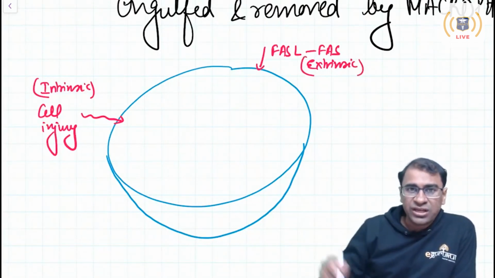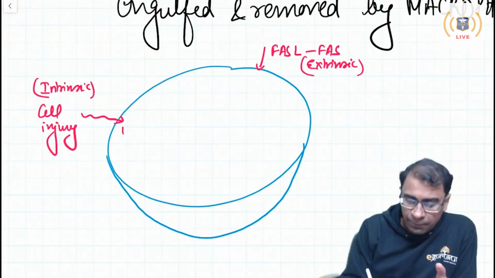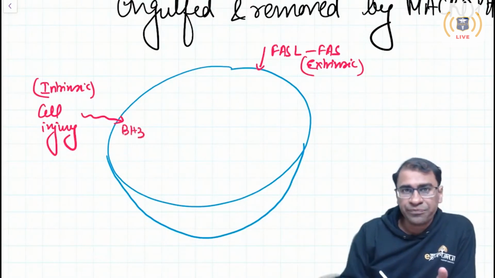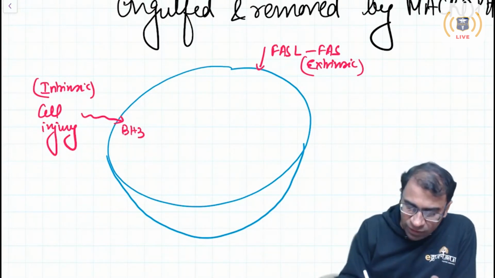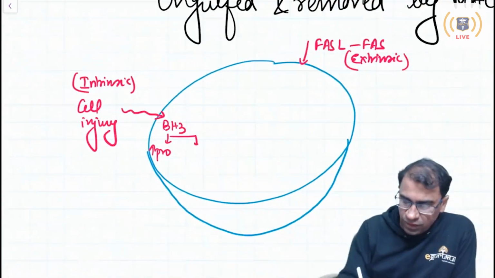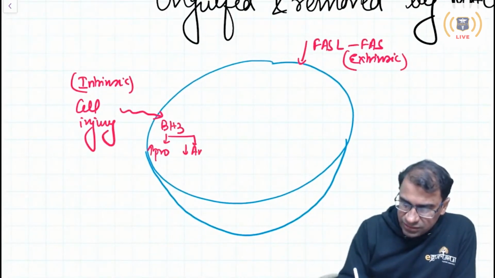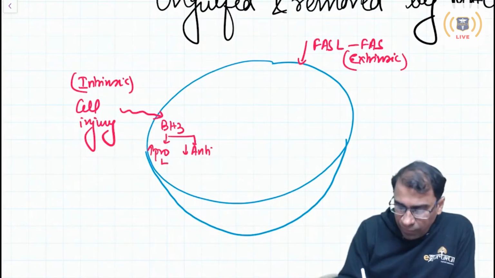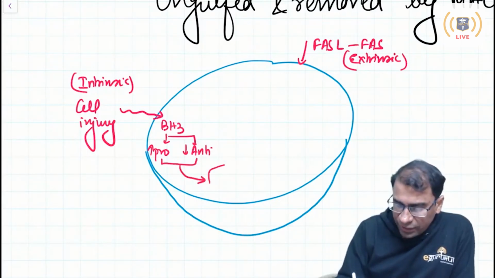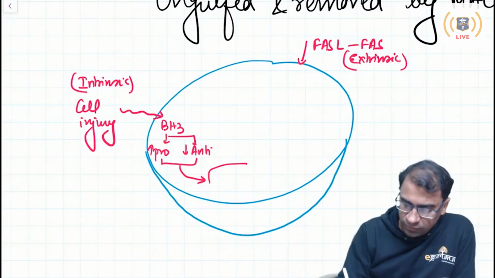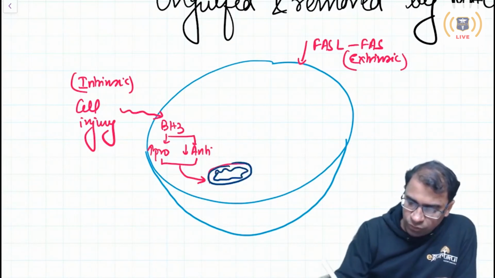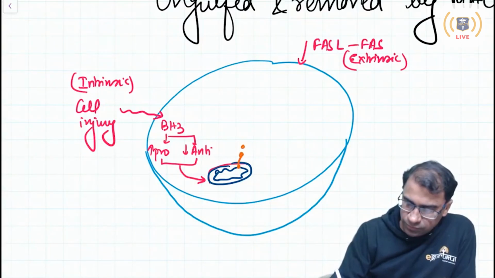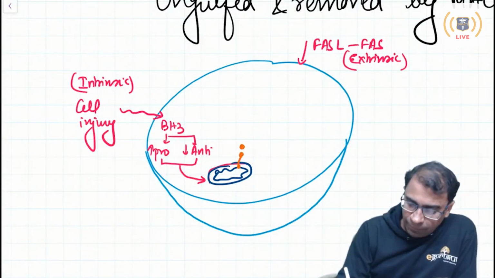Now the cell injury will first be sensed by BH3 only proteins, like BIM, BID, BAD, NOXA and PUMA. What it will do is increase the pro-genes and decrease the anti-genes. The combined action of these two will act on the mitochondria. Let me draw the mitochondria with blue color. And from the mitochondria, the cytochrome C will come out.